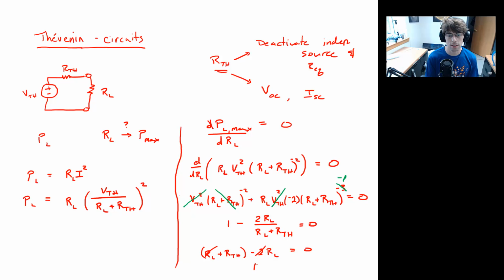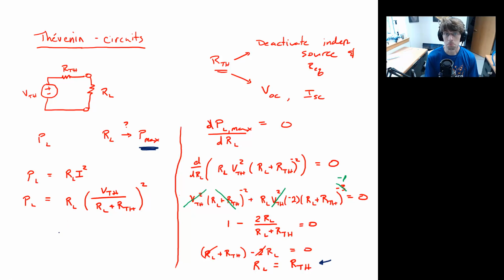And so what we end up with at the end of the day is that our load resistor equals the Thevenin resistor. In other words, in order to have the maximum power transfer from the circuit to the load, RL must be of the value of the Thevenin resistance. Pretty cool, huh?